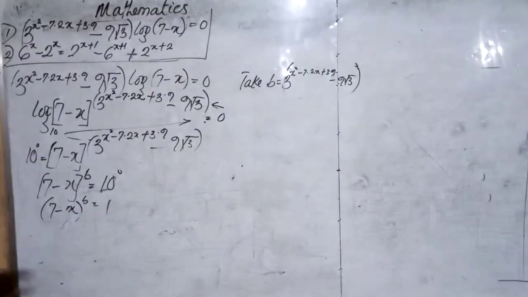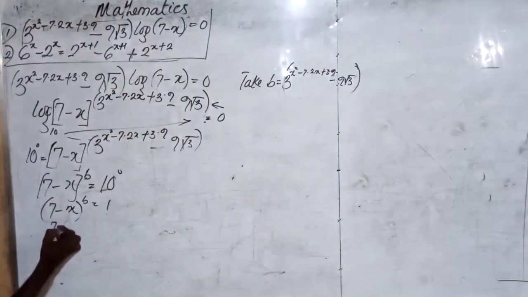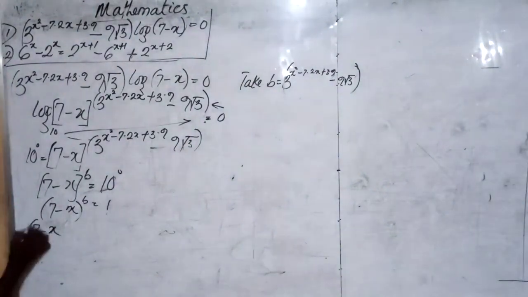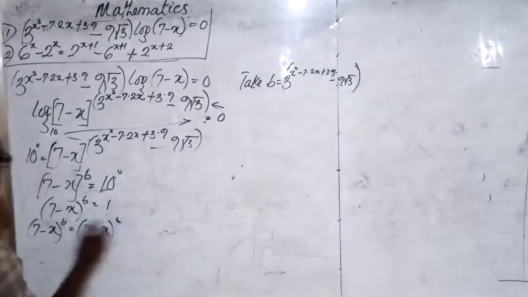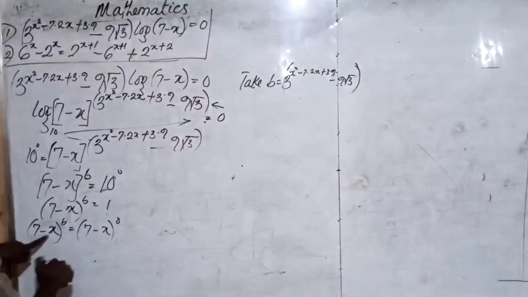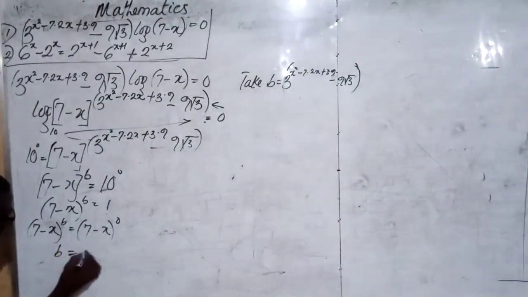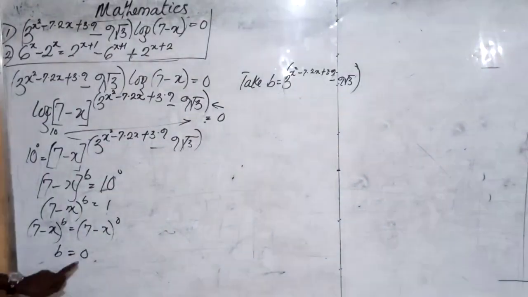So you also know that since n raised to the power 0 is 1, we can also say that 7 minus x all raised to the power b is equal to 7 minus x all raised to the power 0. Do you agree with me? So with this, we can say that since the bases are equal, the powers must be equal. So that we have b is equal to 0. Are you following along? So b is now equal to 0.